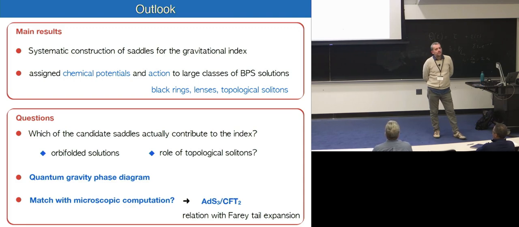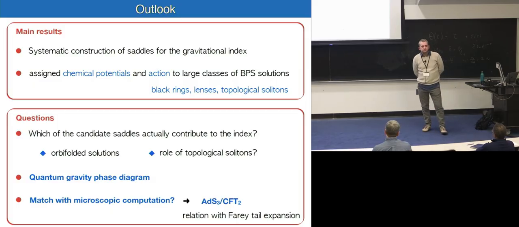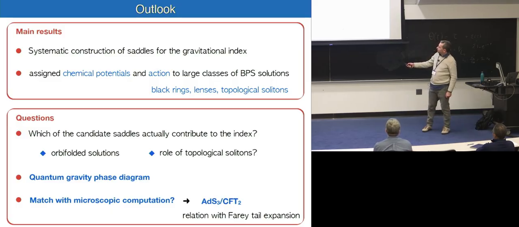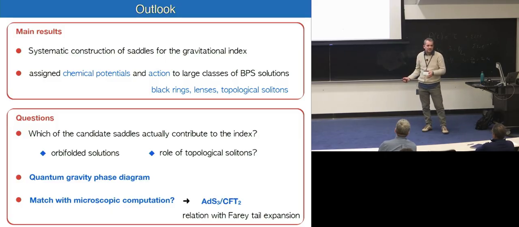Sorry, could you elaborate on why one should or should not include orbifolded solutions in the index? Are they not supposed to be smooth sometimes? So maybe you're asking why I'm hesitating about including these or not. In principle, they are part of the construction. They should be included. That's correct.